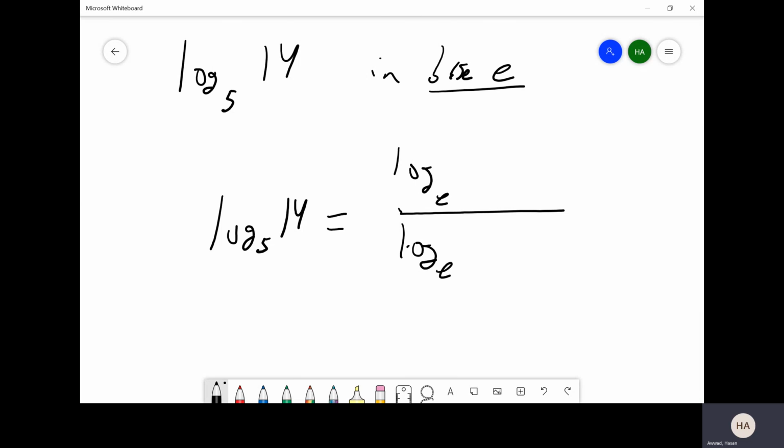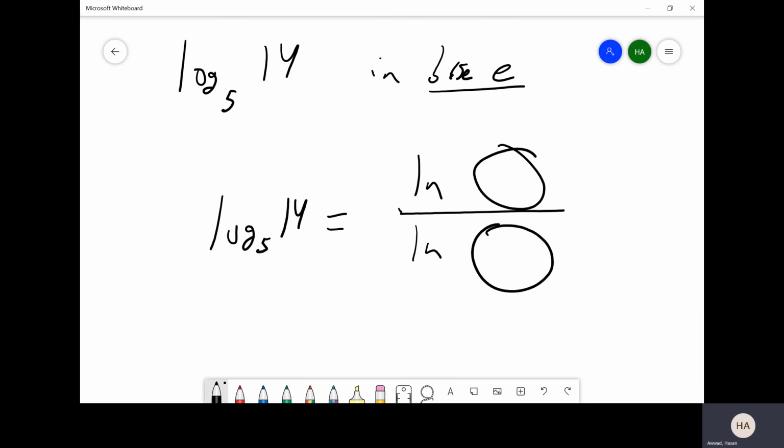But we have a special name for this, right? If we have a logarithm in base e, well, this is just the natural log. So we don't even have to write log base e. We can just write ln, natural log. So log base e just implies natural log. So we have the natural log over a natural log. Now we have the logarithm, we have the base figured out, we just need to figure out the values.